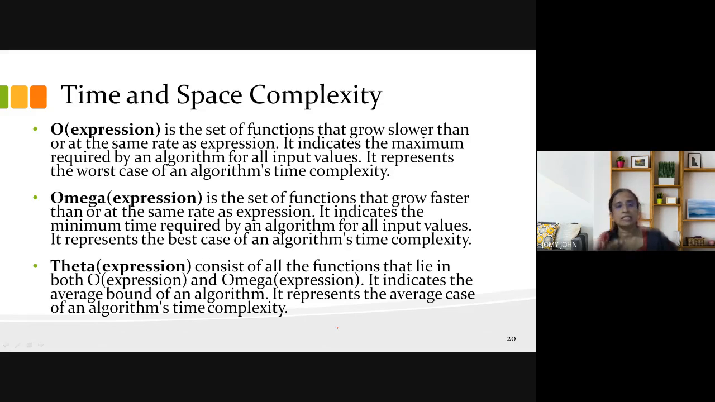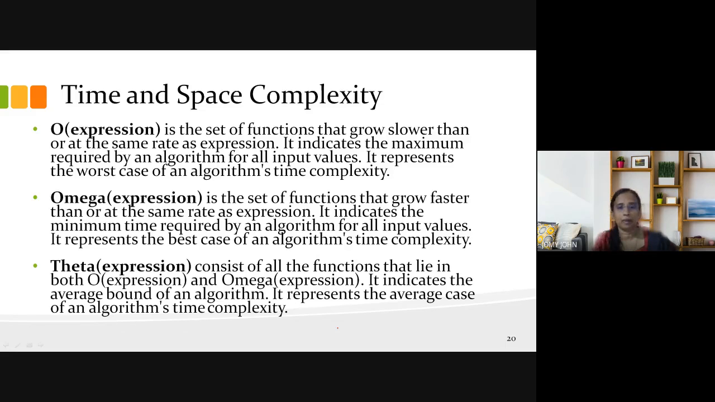Third one is theta notation. Theta is a combination of both. As we say, my algorithm lies in theta. It consists of all functions that lie in both omega and O notation. In other words, this represents the average time of the algorithm, the average case time. On average, the time is 5 seconds. It is not the best case, it is not the worst case, but on average it will take only 5 seconds. Is that clear?